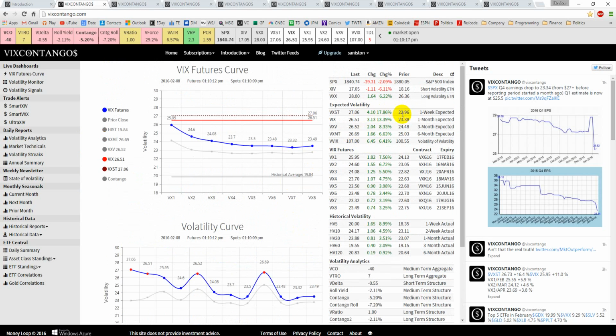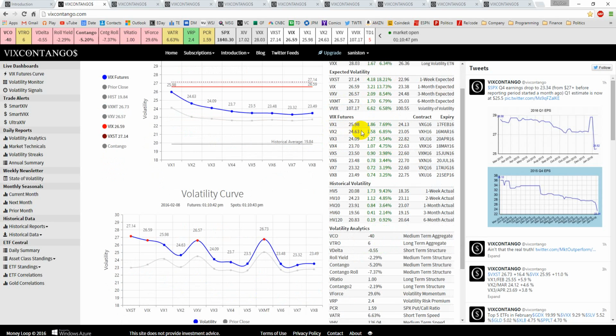On the right-hand side, you get to see some information very similar to the one you see on the top ticker bar. You get to see the SPX, the XAV, and the VXX, what the last value is and what the percentage change is for today. You get to see the expected volatility indices, the VXST, the VIX, VXV, VXMT, VVIX, the point change today and the percentage change today. Then you get to see the VIX futures from VX1 to VX8. You get to see the contracts and when it expires.